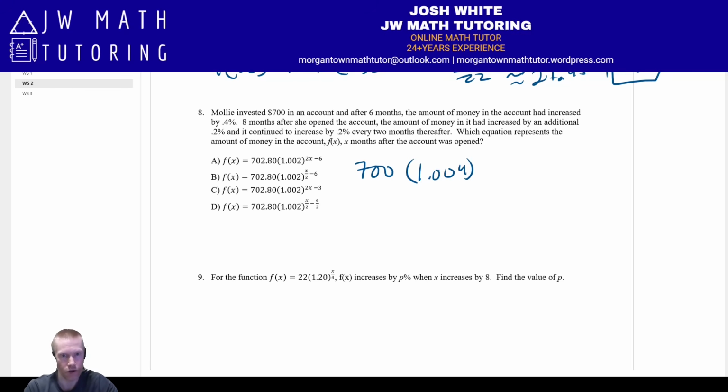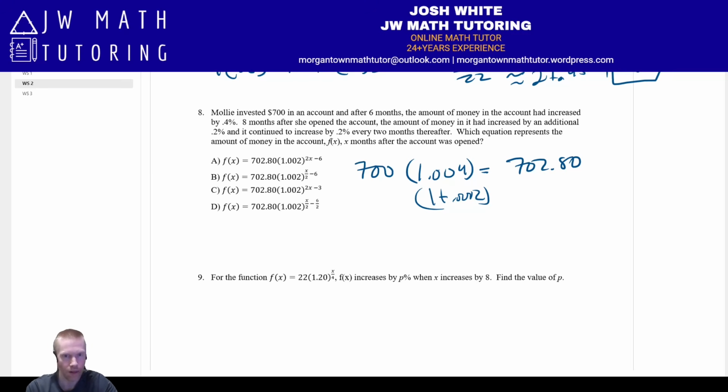So the amount of money earned after the initial 6 months is 0.4%. Okay? So 700 times this comes out to 702.80. So that's where the number in front is coming from. Then every time period after that, it's increasing by 0.2%. That's why this number here is 1.002, because it's 1 plus 0.002, 1.002.